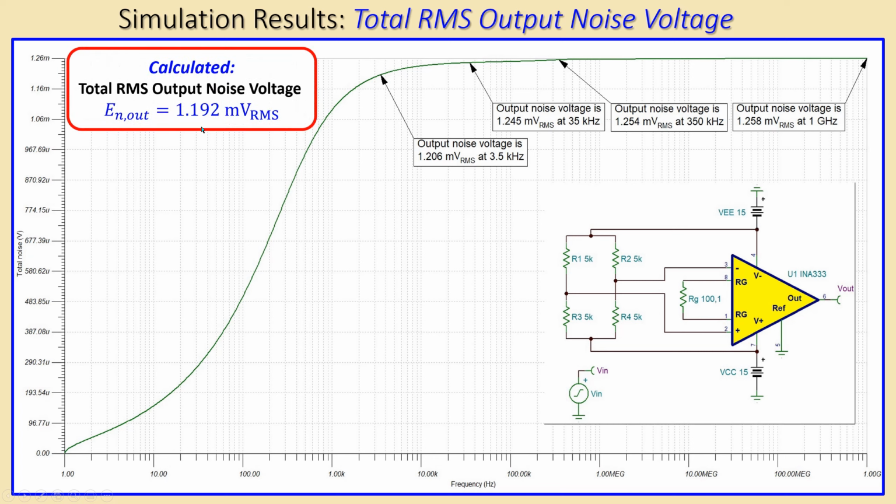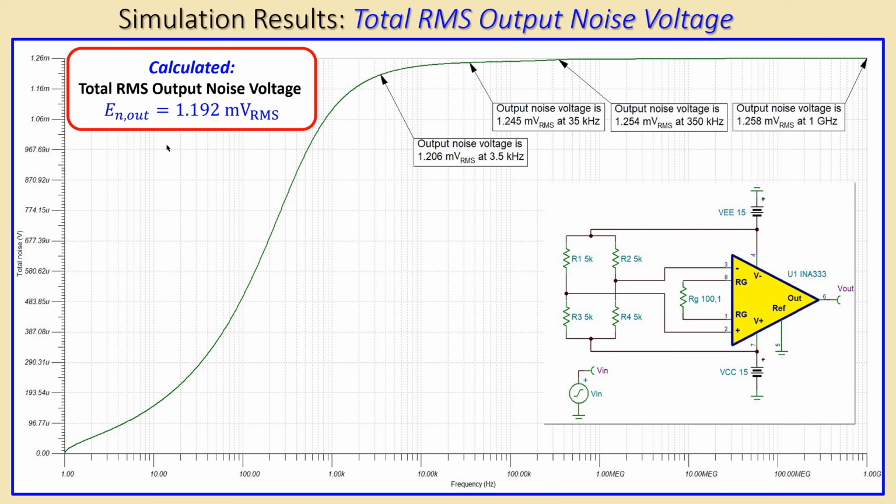What we had calculated was the total RMS output noise voltage was 1.19 millivolts RMS, and it was actually a little bit accurate, this value 1.192 millivolts RMS. But if I go and integrate all the way to the end, I have approximately 1.26 millivolts RMS at 1 gigahertz, so actually that's the final value. And if I now compare this with what I have calculated, I see approximately 5.5% error, which is not that much again. So for noise calculations, you don't have to be alarmed if you have an error of 5 or 10%, because that's perfectly fine.